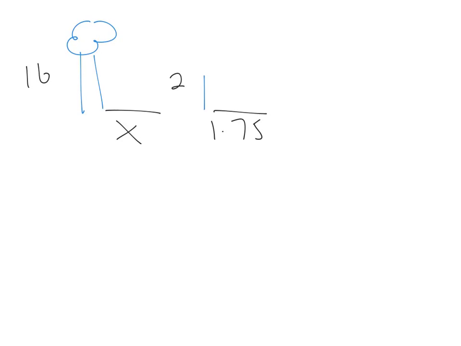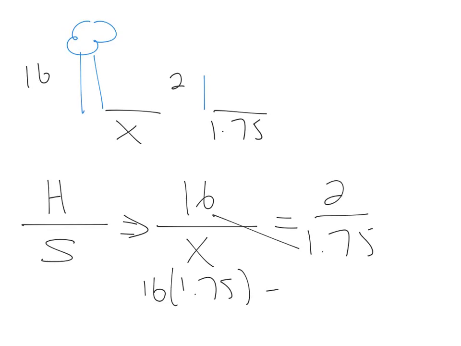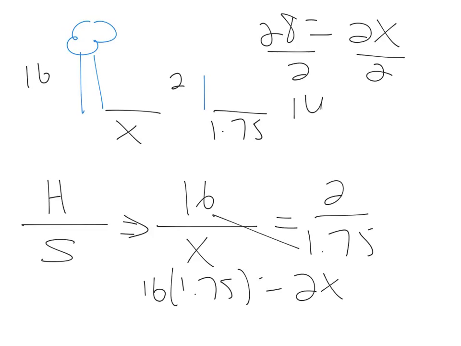So now I'm going to do the height over the shadow is 16 over x, and this is going to be 2 over 1.75. So 16 times 1.75 is the same as 2x. So I'm going to write up here, 28 is the same as 2x. Divide both sides by 2. And you get 14.